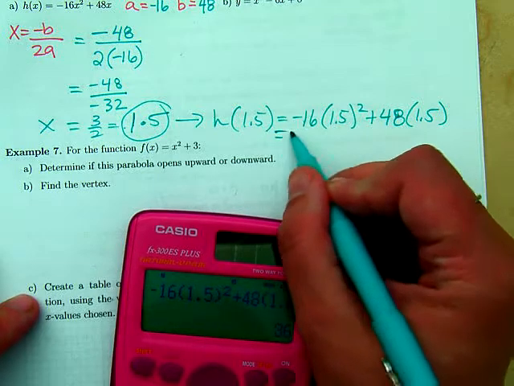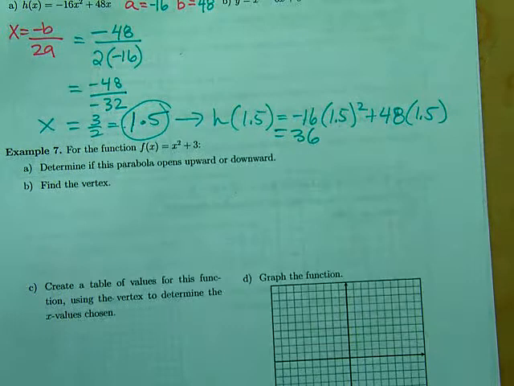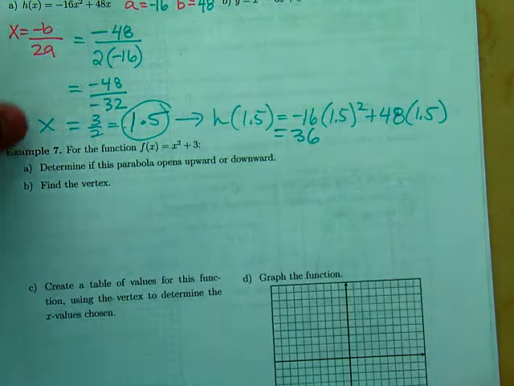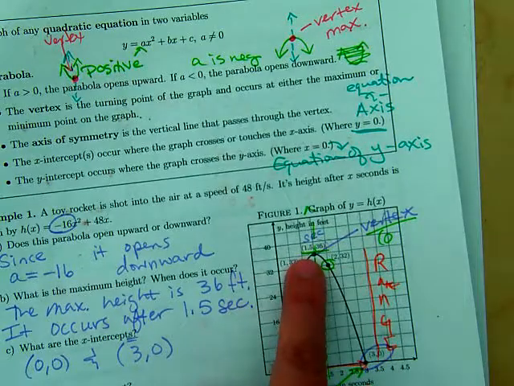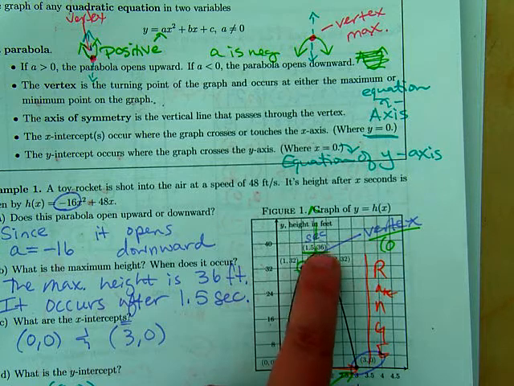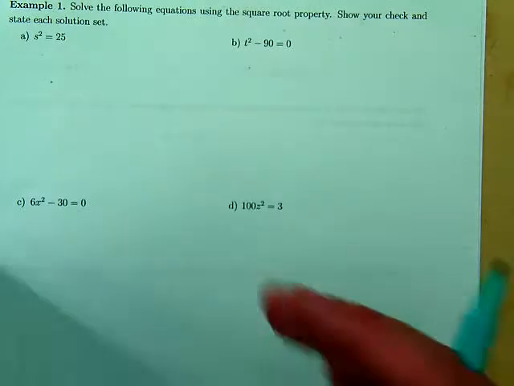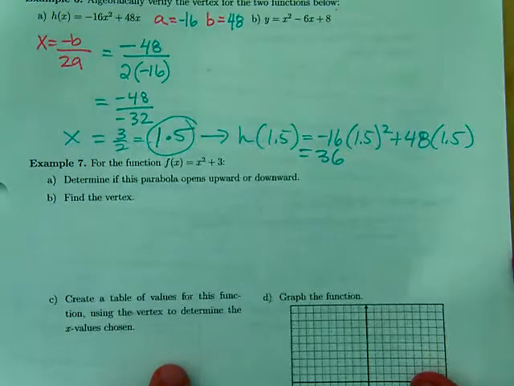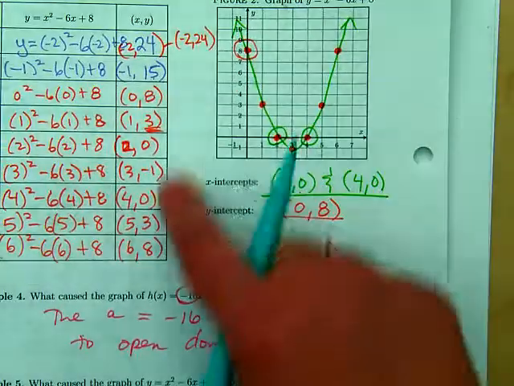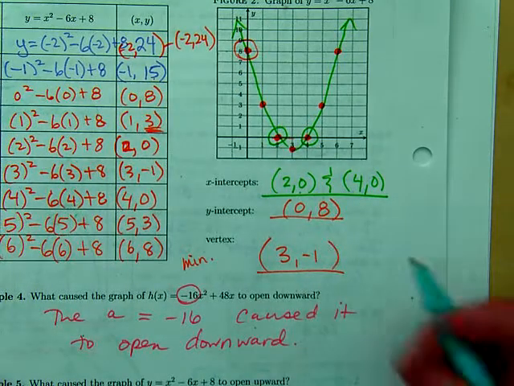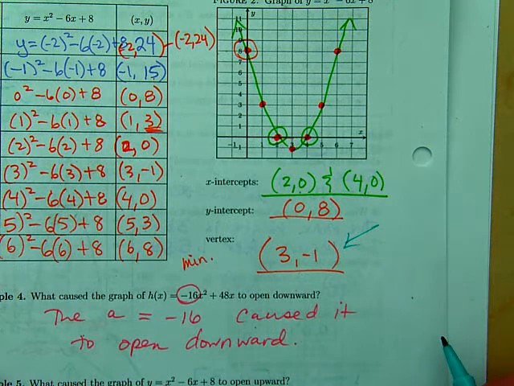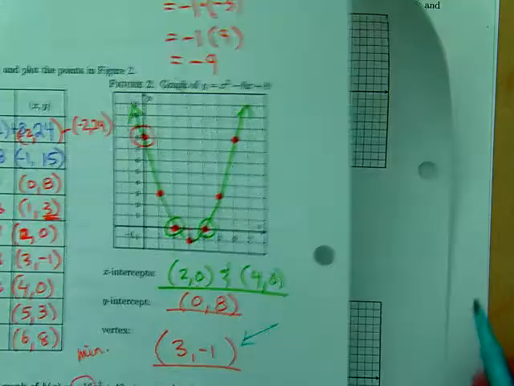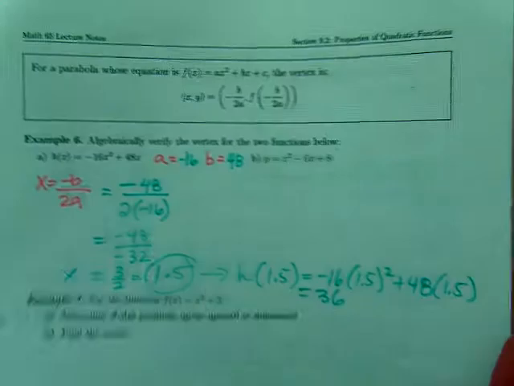Why did you say 36? How many people said 36, and why did you say 36? Yeah, on the graph, when we look back at this graph, we can see that the vertex was at 1.5, 36. So that's what we would expect to get when we plug that in, right? What's the vertex we expect to get from this equation? You said the vertex was 3, negative 1, right? So let's use that formula right here.